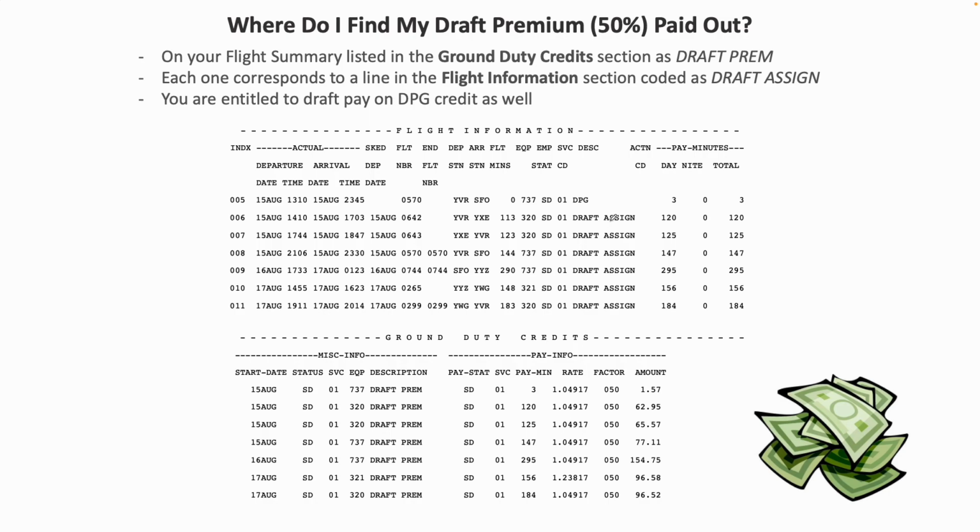Where would you find draft premium paid out? Like DOT, it is found under ground duty credits. Draft assign is what you'd see in flight information, and then draft prem for draft premium is what you would see under ground duty credits. You'll notice here as well that DPG is all that shows for this line, but it too is eligible for draft premium, just like all the other entries.